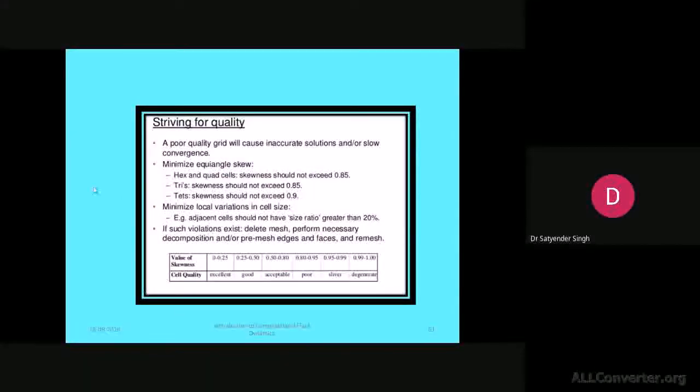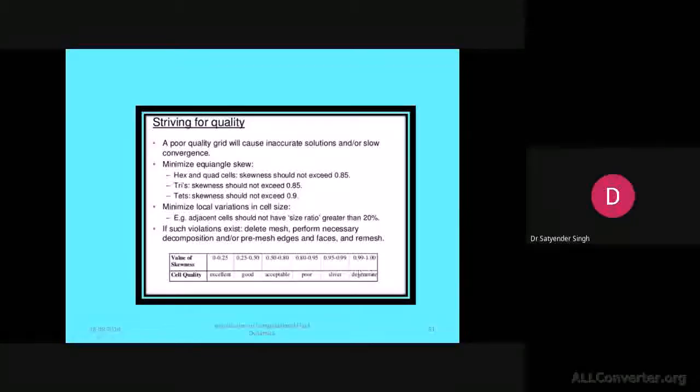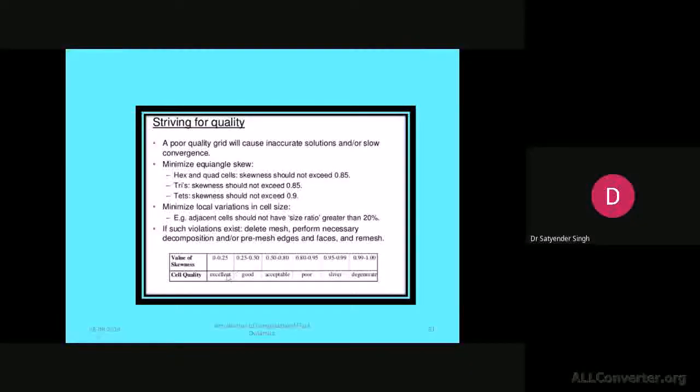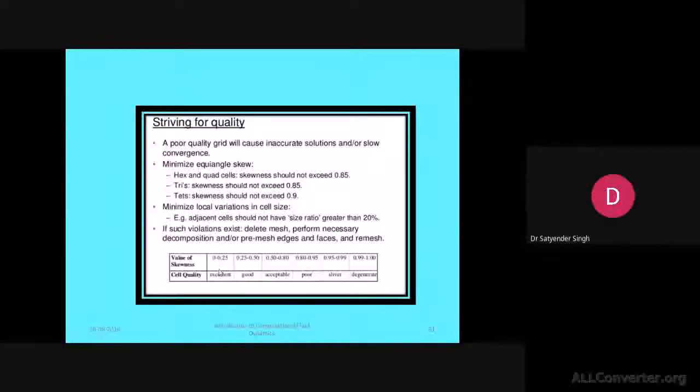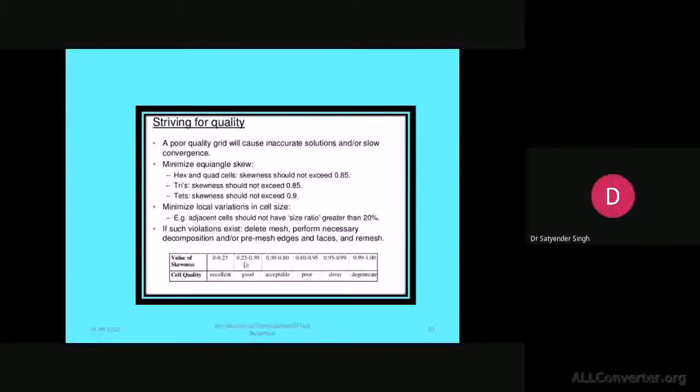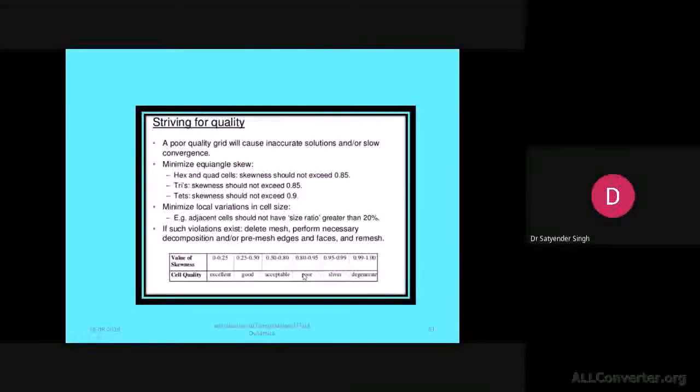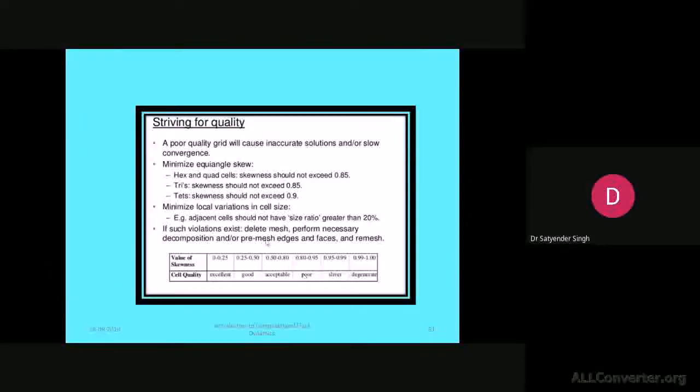For skewness particularly, this table will be followed. While we check in commercial software like ANSYS, we will check the skewness, and such ranges will be given for your mesh quality. You can see for skewness, if it is 0 to 0.25, then it will be recognized as excellent. Then 0.25 to 0.5 will be recognized as good. Then 0.5 to 0.8 is acceptable. Beyond that, we should not carry out the simulations with that generated mesh.